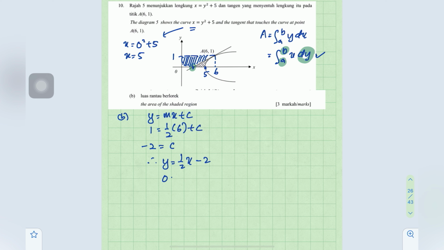So 0 equals to 1/2x minus 2. So nanti dapatlah x equals to 4. Okay, so dah dapat this one 4. So semua titik kita dah dapat, kita boleh cari shaded area. So shaded area.